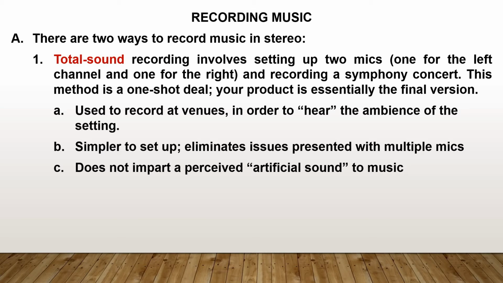The first one we're going to talk about is total sound recording. Total sound recording involves setting up two microphones, one for the left channel, one for the right channel, and recording a concert. This method is a one-shot deal, and your product is essentially the final version. In other words, you're trying to capture all of the sound in one sitting, where you're getting collectively the audio from the platform, from the performers, and mixing it all into one stereo track.